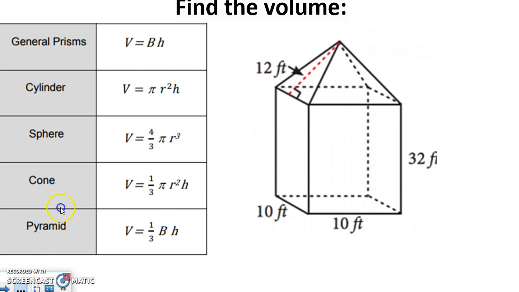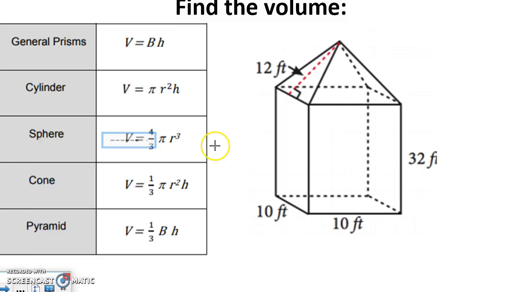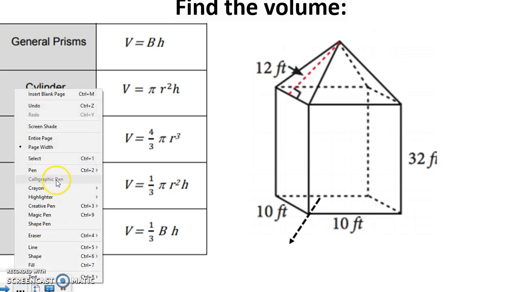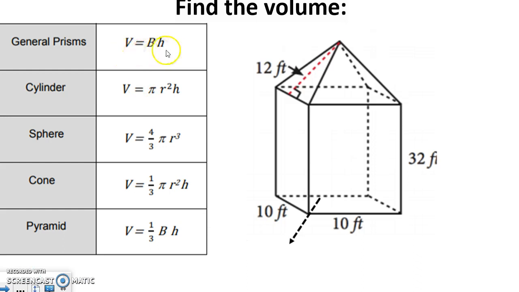So we're going to have to find the volume of both of these and then add it together, just like we did yesterday with composite volume. So let me find the volume of this prism first. That's probably the easiest shape to do. So it is just a prism.